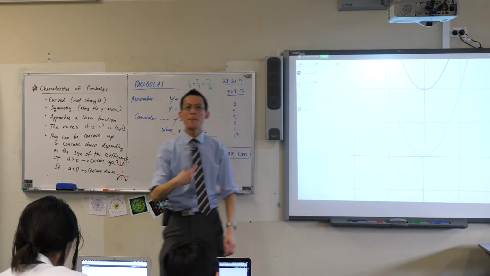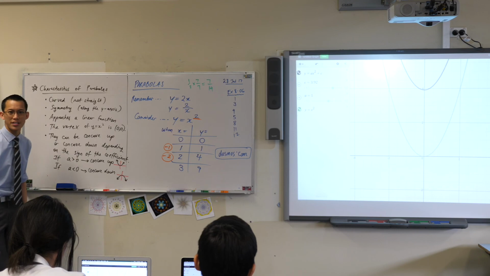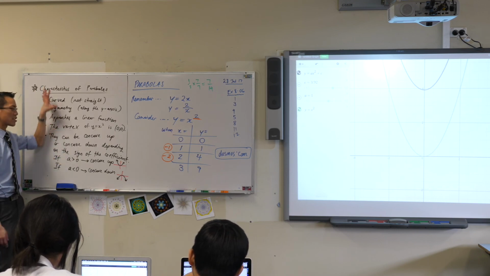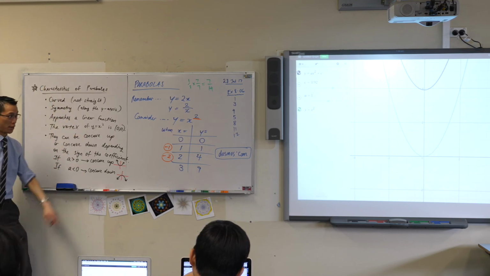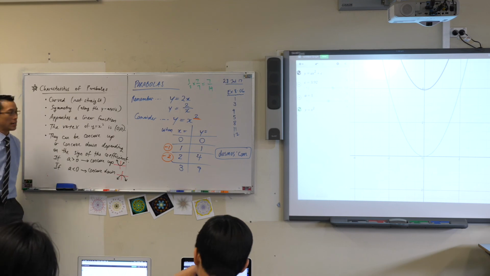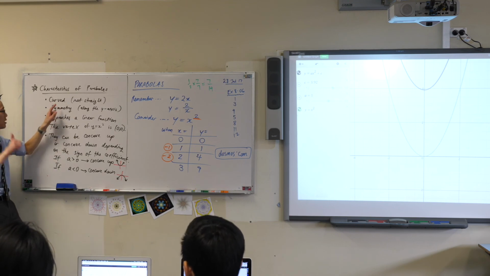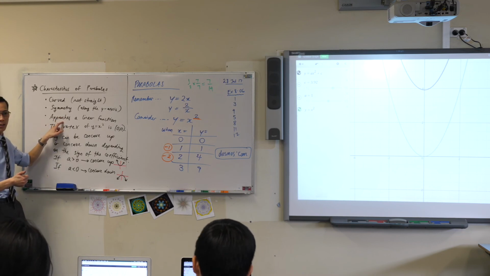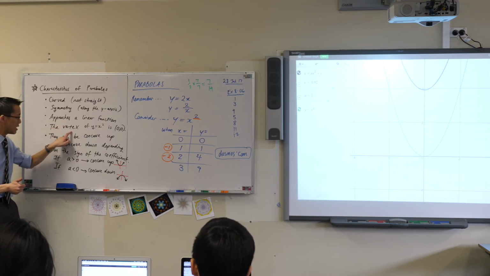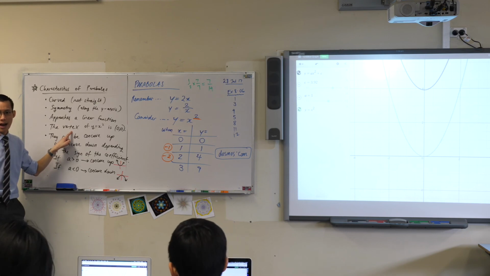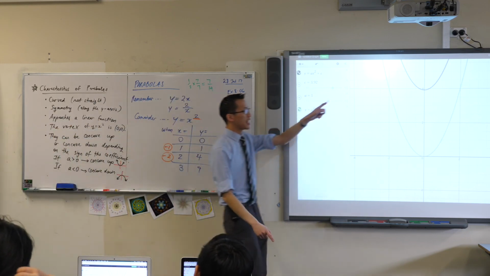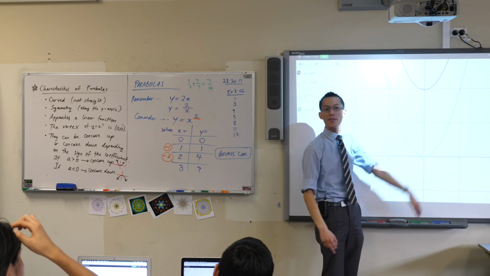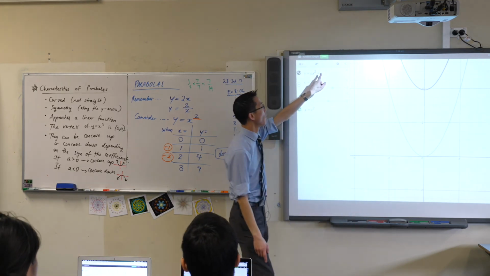Okay, come back to the list. Come back to these characteristics. How many of these are still true for the new one that we just drew? Is it still curved? Yes. Is it still got that symmetry? Yes. Does it still do this straight line thing if you zoom in? Yes. Is the vertex still 0, 0? Aha. So the vertex can move up and down. You can put it wherever you like, okay? Depending on whatever C is.